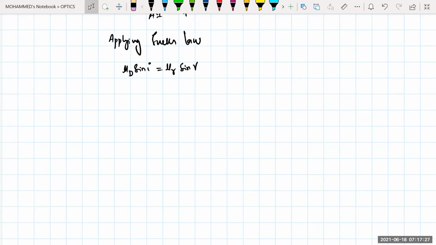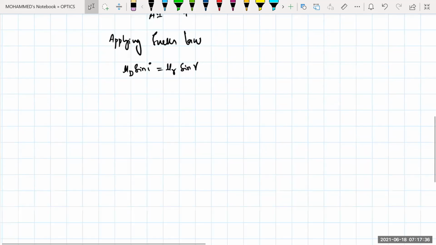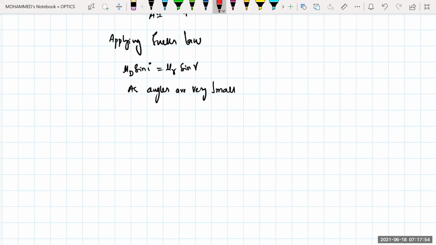As the angle of incidence and angle of refraction are very small, sin i will be equal to tan i, and sin r will be equal to tan r. So I can write this as: as angles are very small, mu d into tan i is equal to mu rarer medium into tan r.